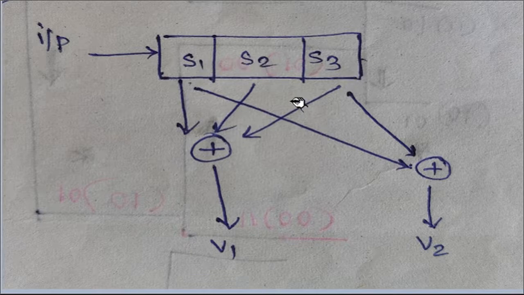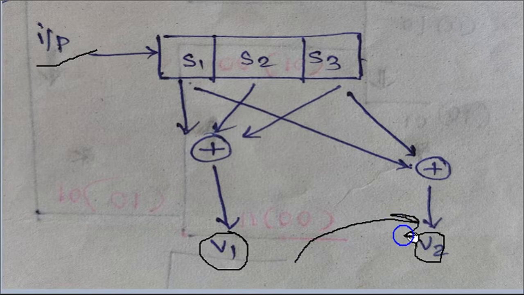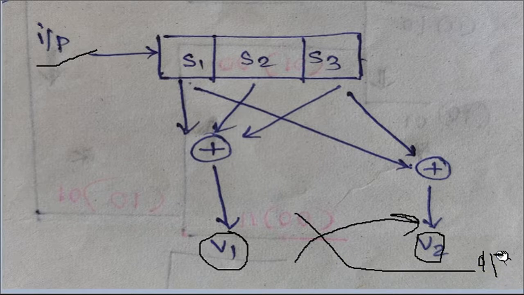So don't get disturbed over here. These blocks are reserved for the flip-flops or memory elements. Input will be accepted from the left side. When S1, S2, S3 are XORed, it gives the first output bit, V1. Similarly, when S1 and S3 are XORed, it gives the second output bit, V2. By shuffling from V1 to V2, we get the combined output.